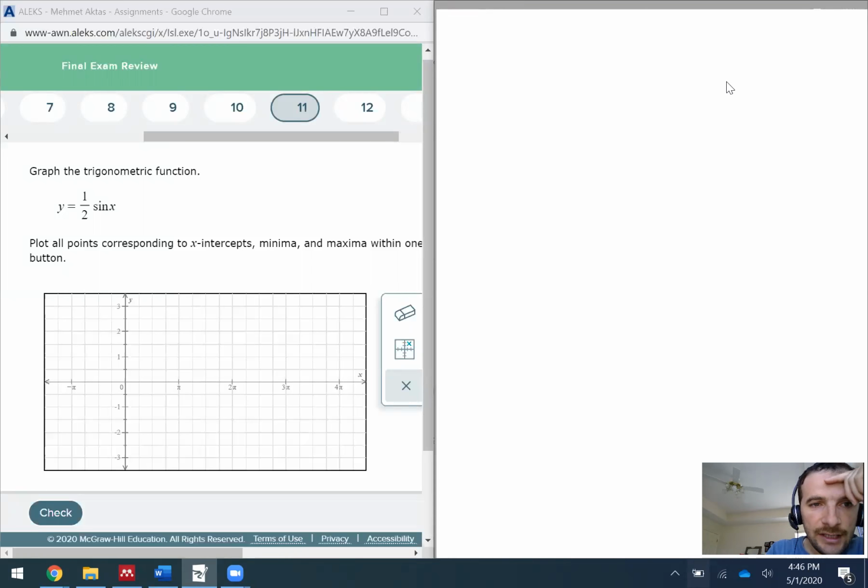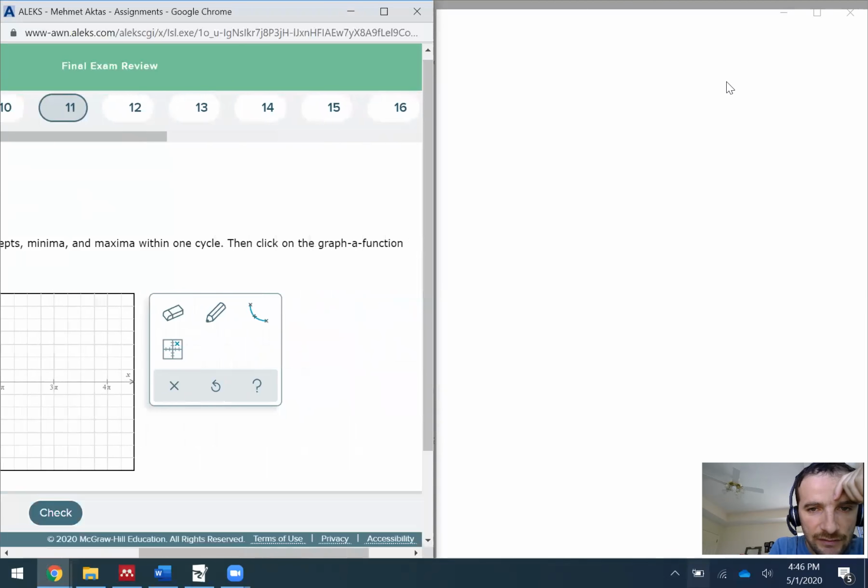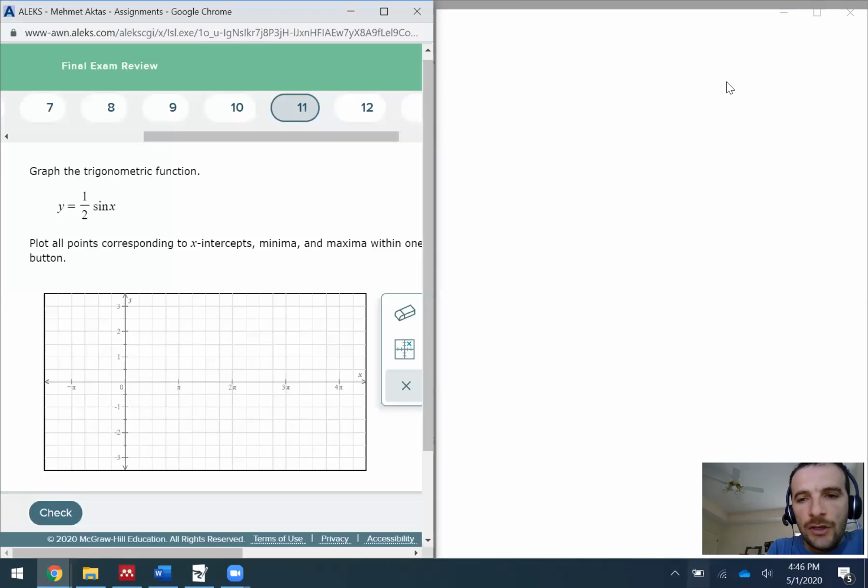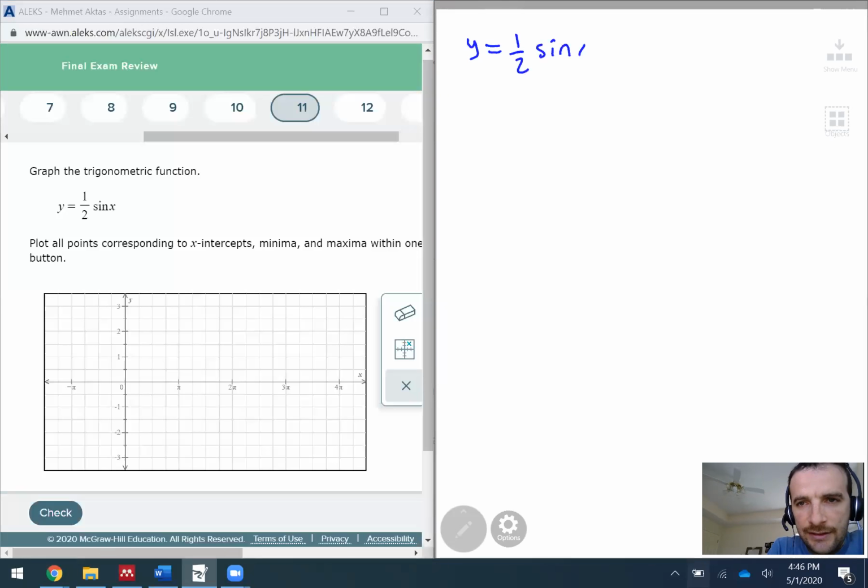Question number 11. Graph the trigonometric function y is equal to 1 over 2 sine x. To graph it, we should plot all points corresponding to x-intercepts, minima and maxima with one cycle, then click on the graph a function button. So first of all, y is equal to 1/2 sine x. We know that sine 0 is 0, so when x is equal to 0, we get y is equal to 1 over 2 sine 0, which is 0 again. I'm just trying to find some critical points.